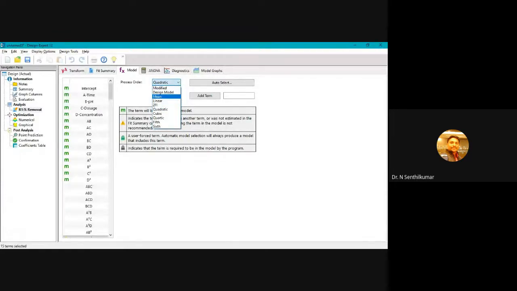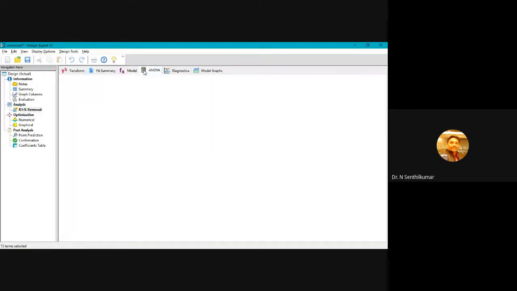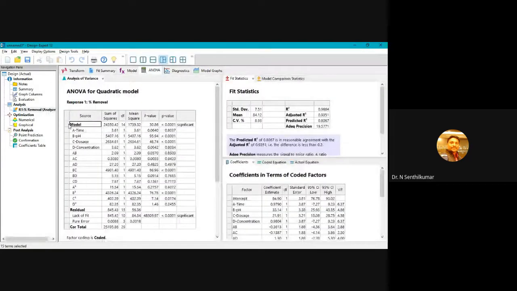Linear will take only the inputs. Then 2FI will take the interaction effects. Then quadratic will take the square terms. That is what we will be speaking about in the introduction part. Then ANOVA, you can see the model is significant.